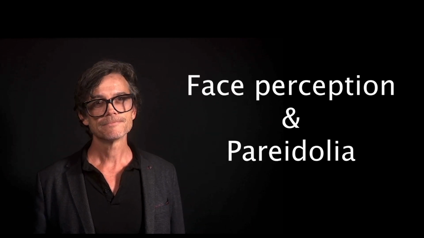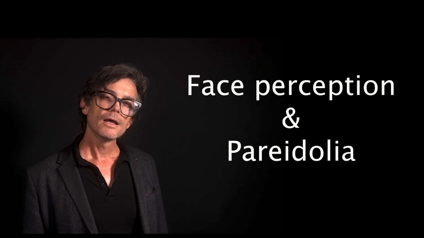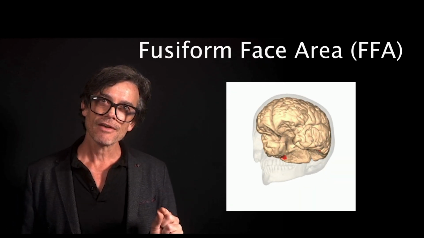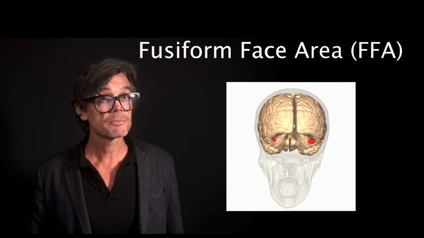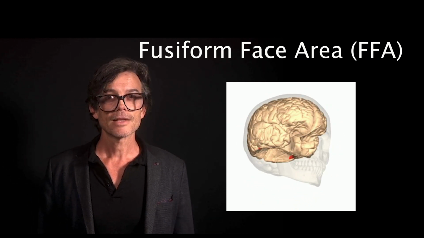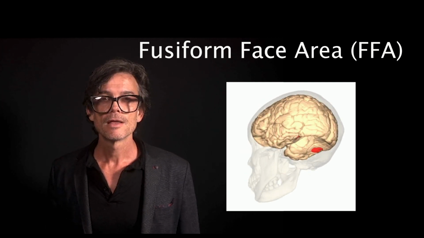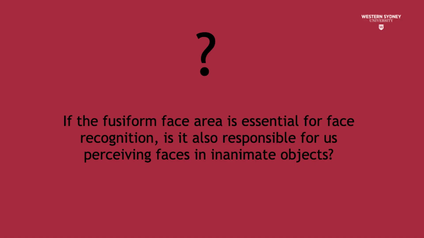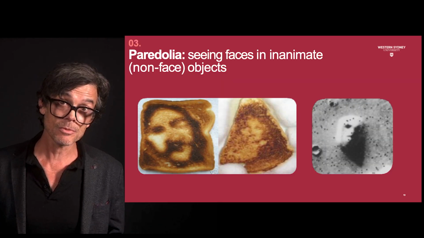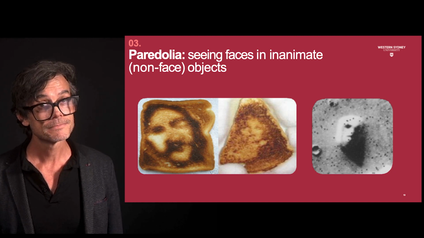Part 3. Face perception and pareidolia. Given that selective damage to the FFA causes selective impairments in people's ability to recognise faces, that is, prosopagnosia, this then begs the following question. If the FFA is essential for face recognition, is it also responsible for us perceiving faces in inanimate objects? Now, this tendency for humans to perceive faces in inanimate visual objects is known as pareidolia.